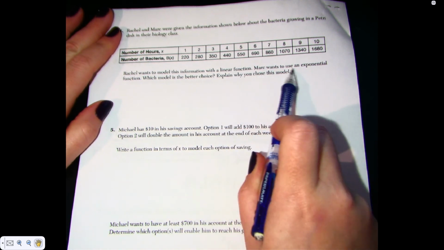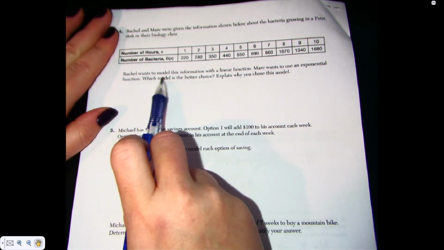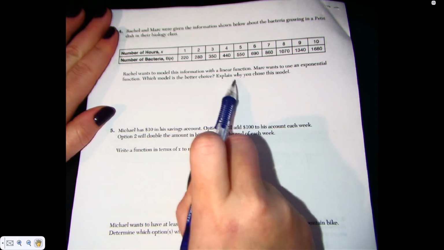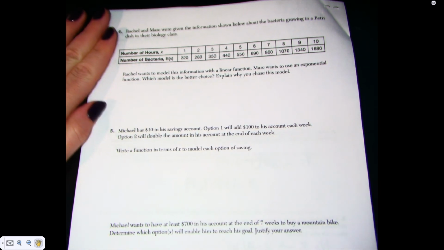Mark wants to use an exponential function. Which model is the better choice? Explain why you chose this model. Notice it is not asking you to write an equation. It is simply saying which is a better fit. Okay? Which would work better?